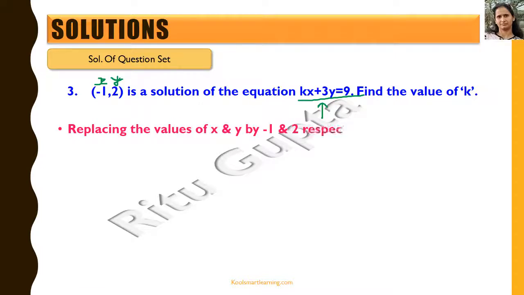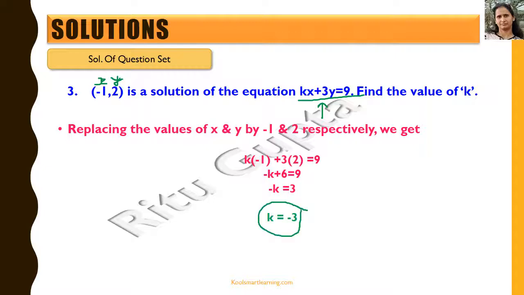So we get k into -1 plus 3 into 2 equal to 9, which makes it -k + 6 = 9. -k is equal to 3 and k equals -3. Now this is the value of k when we know one solution of this equation. So these are some of the ways in which we use linear equations in two variables and their solution set.